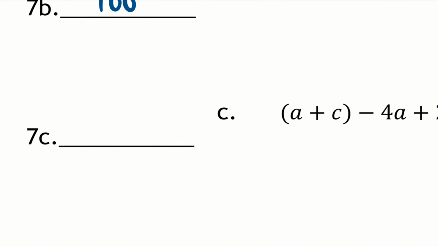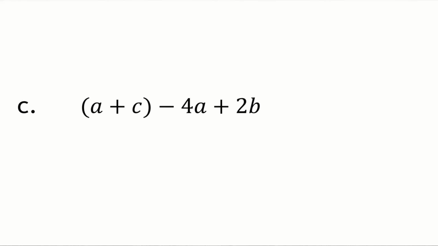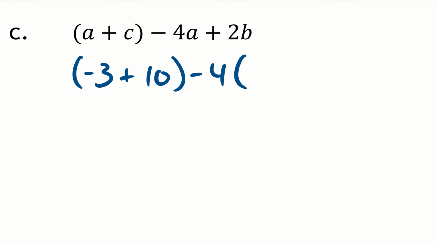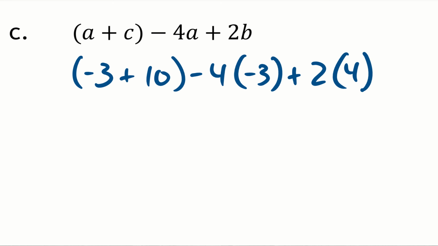Let's move on to part C. Again, I'm using the values. You can see them if you've got a copy of this downloaded, but A again was -3, so I've got my -3 plus C, which was 10. I'm subtracting 4 times A, and again A was -3, and then I've got plus 2 times B, which is the number 4. So -3 and 10 is +7, and then I'm going to have plus 12, right? 4 times -4 times -3 is plus 12, and then plus the number 8.